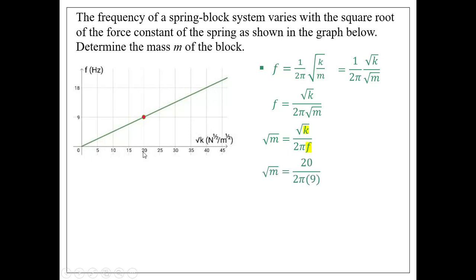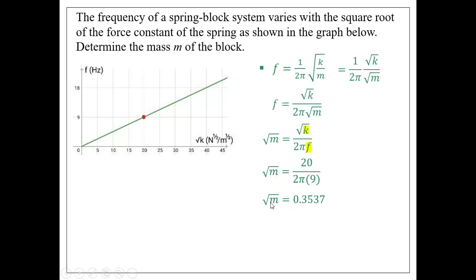Radical k here, I'm just going to plug in 20 because that's what it said in the graph. Well, if radical k is 20, I go up to where it touches the slope, and I go left, and that's 9. Hence, frequency on the bottom is just 9. So it would be 20 divided by 2 pi times 9, because that's the information I can pull from the graph. So I'm just going to simplify the right side. If you punch all this on your calculator, you get about 0.3537.